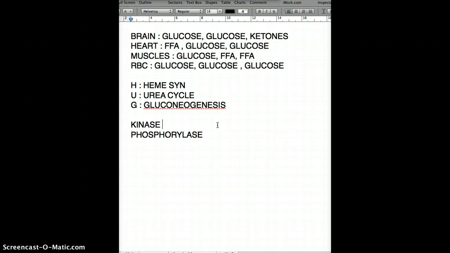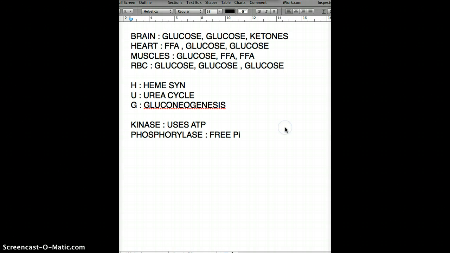So what's the difference between a kinase and a phosphorylase? The difference is that kinase uses ATP and phosphorylase uses free phosphate. So they both use phosphate, but kinase uses it in the form of ATP and phosphorylase uses it in the form of free phosphate.